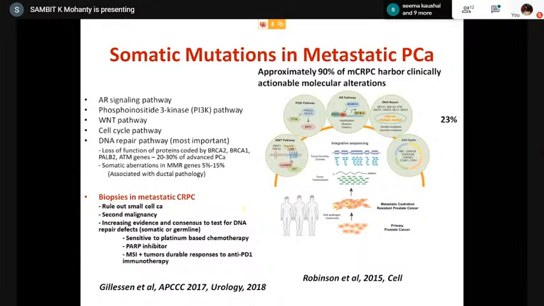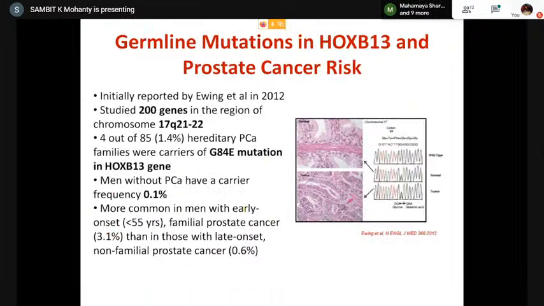There is increasing evidence and consensus to test for DNA repair proteins or genes, because these cases can be amenable to PD-L1 blockers or PARP inhibitors, and to sensitivity to platinum-based chemotherapy. This is something on HOXB13 and cancer risk.